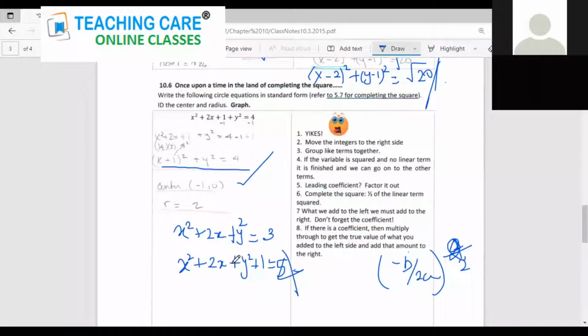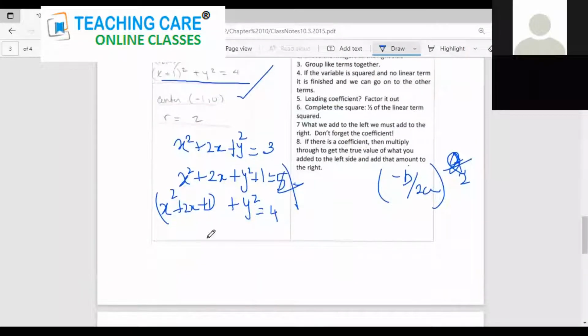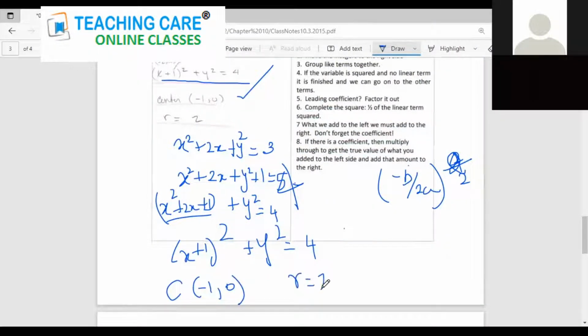Now you just combine the terms. That is x squared plus 2x plus 1, plus y squared, will be equal to 4. Now this is a quadratic expression; just factor this. You will get (x plus 1) the whole squared, plus y squared, equal to 4. Now this is of the form (x minus h) the whole squared plus (y minus k) the whole squared equals r squared. Now compare it. Your center will be (-1, 0), as the k value is 0 here, and the radius is going to be 2. Understood?